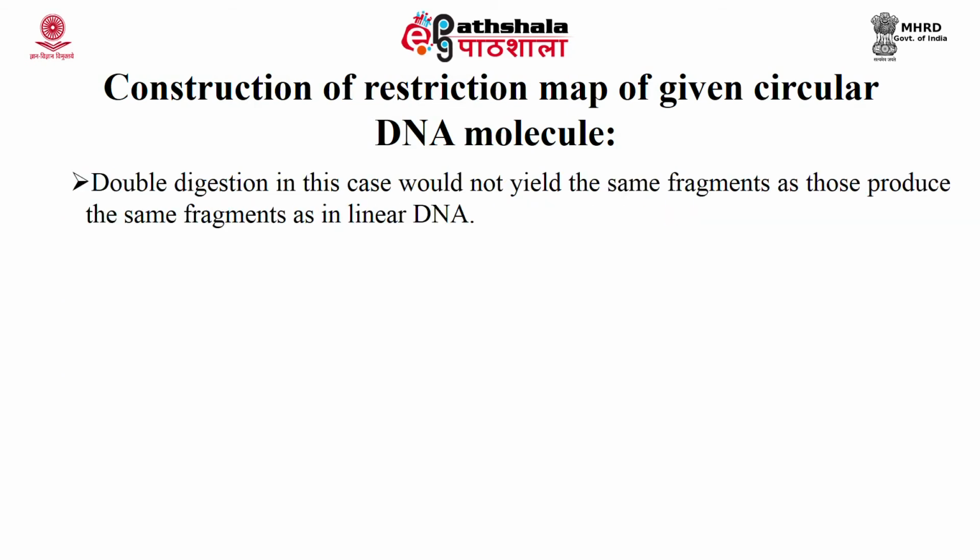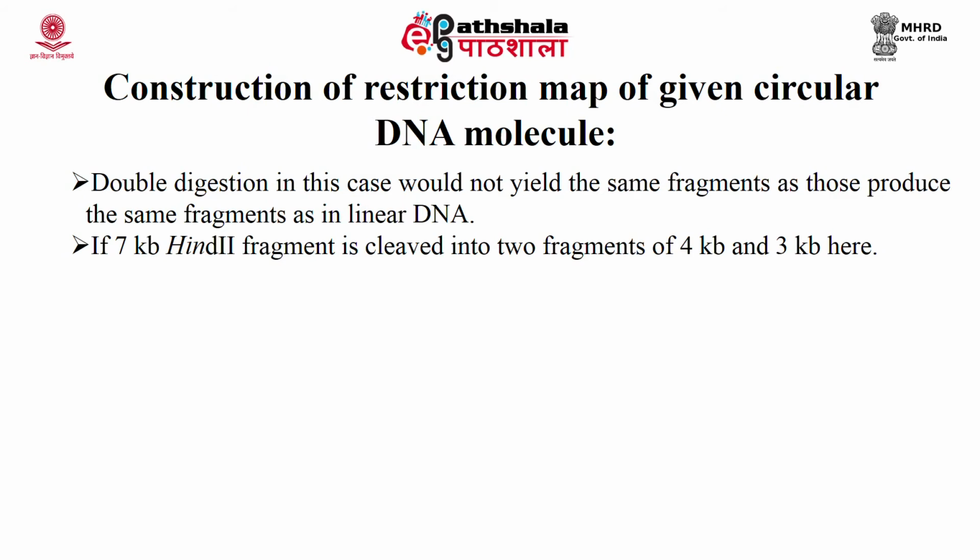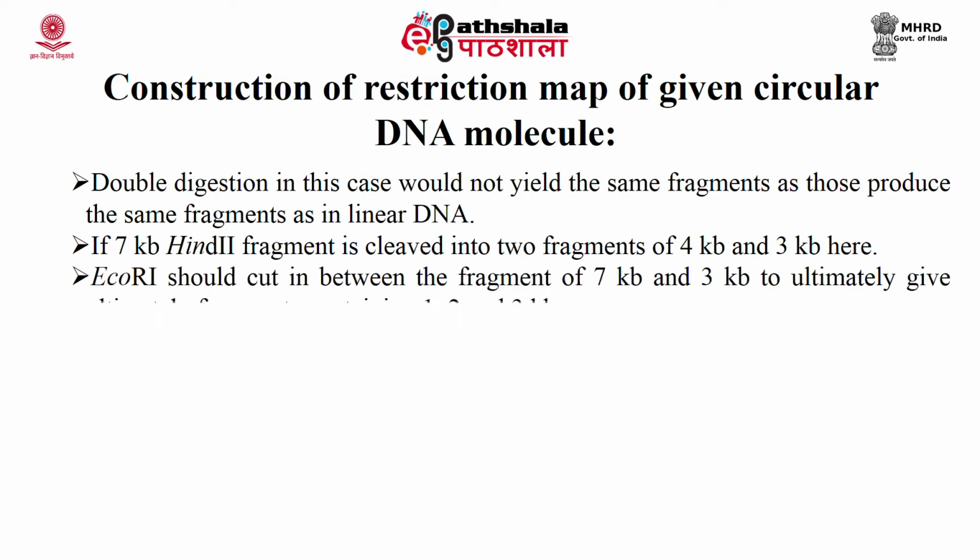Double digestion in this case would not yield the same fragments as those produced in the linear DNA. If the 7 kb HindII fragment is cleaved into 2 fragments of 4 kb and 3 kb here, EcoRI should cut in between the fragments of 7 kb and 3 kb to ultimately give fragments containing 1, 2 and 3 kb.